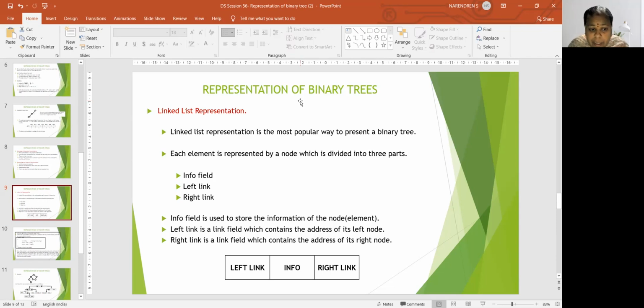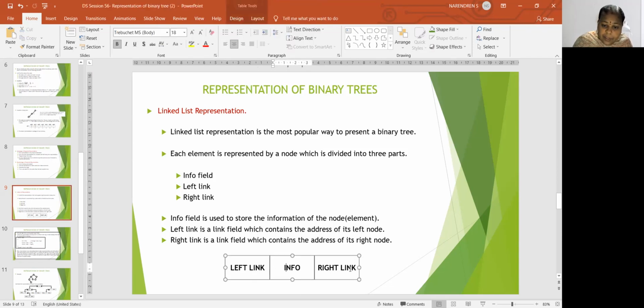We know very well that in a linked list we usually get three parts. One is the information field, and then a left link and a right link, meaning pointers, the concepts we always use in the linked list. The information field is the node, which tells which element is stored there. The left link is the field which contains the address of the left node, and the right link represents the address of the right node. These are the three fields we have here: left link, information, right link.